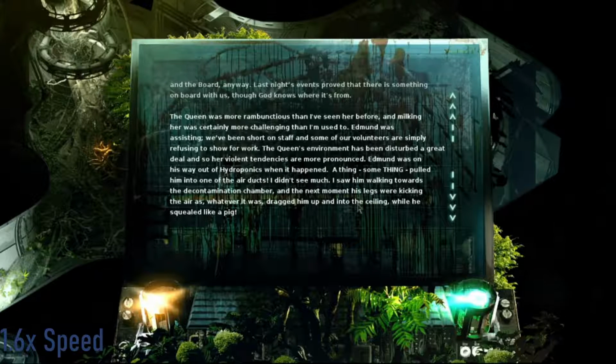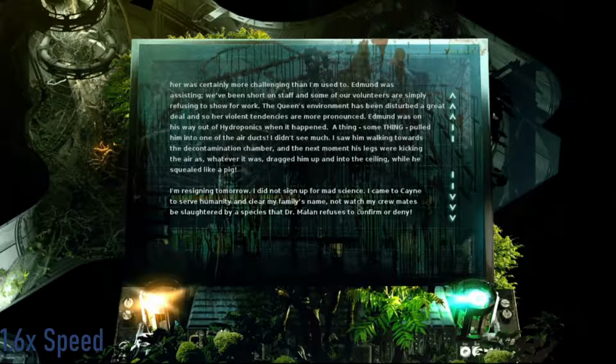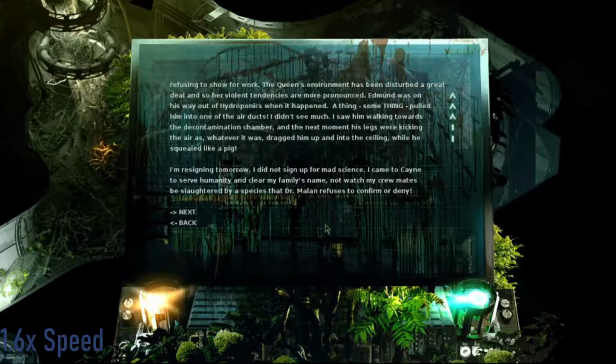The Queen was more rambunctious than I've seen her before, and meeting her was certainly more challenging than I'm used to. Edmund was assisting. We've been short on staff, and some of our volunteers are simply refusing to show for work. The Queen's environment has been disturbed a great deal, and so her violent tendencies are more pronounced. Edmund was on his way out to hydroponics when it happened. Something pulled him into one of the air ducts. I didn't see much. I saw him walking towards the decontamination chamber, and the next moment his legs were kicking the air as whatever it was dragged him up and into the ceiling while he squealed like a pig. I'm resigning tomorrow. I did not sign up for mad science. I came to Kent to serve humanity and clear my family's name, not to watch my crewmates be slaughtered by a species that Dr. Malan refused to confirm or deny.